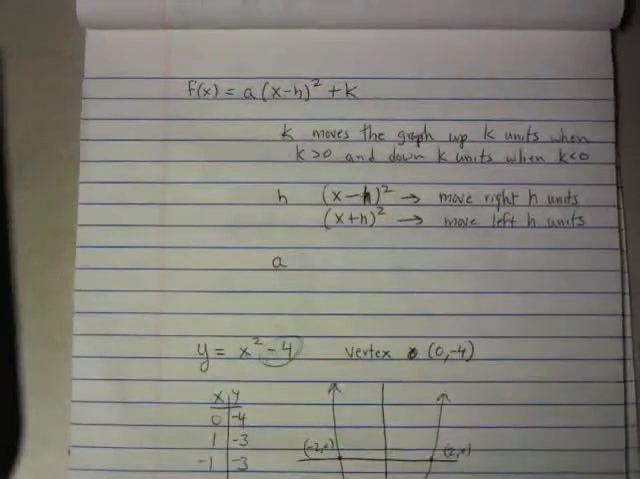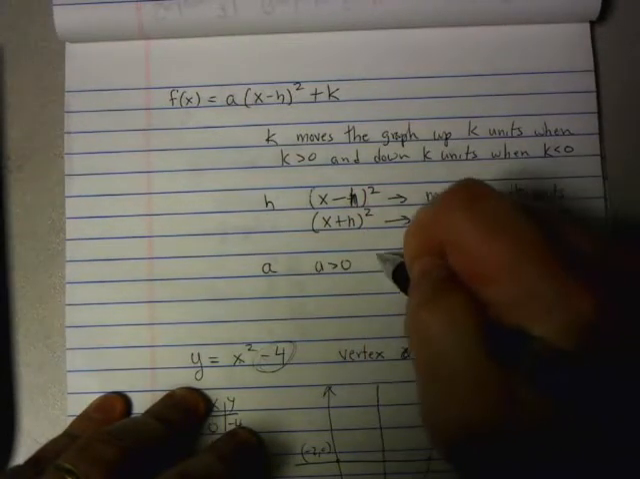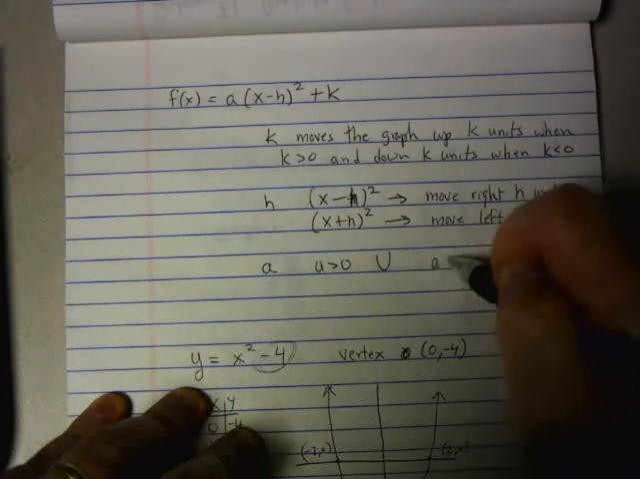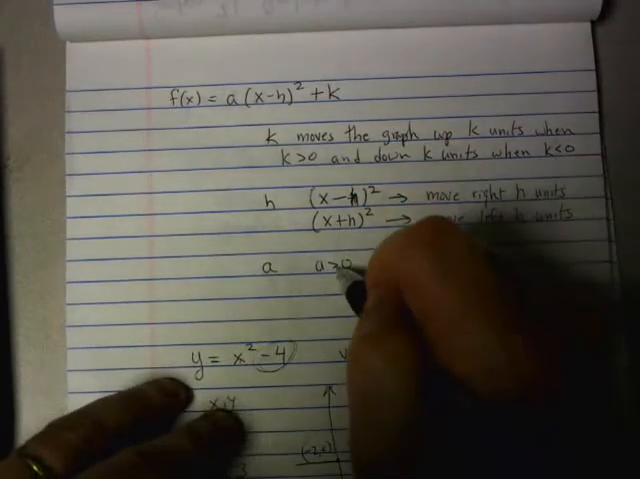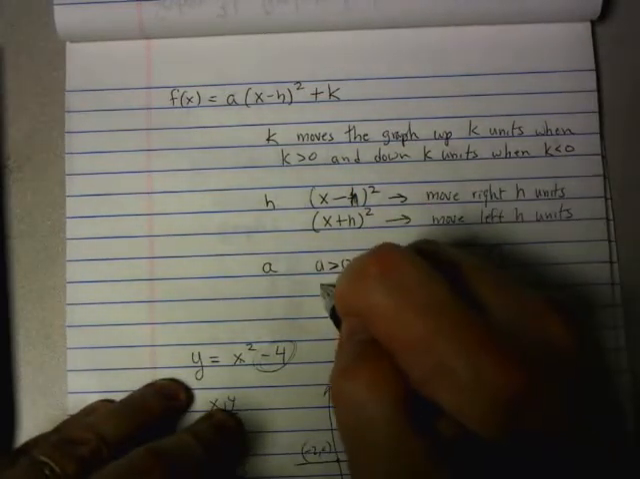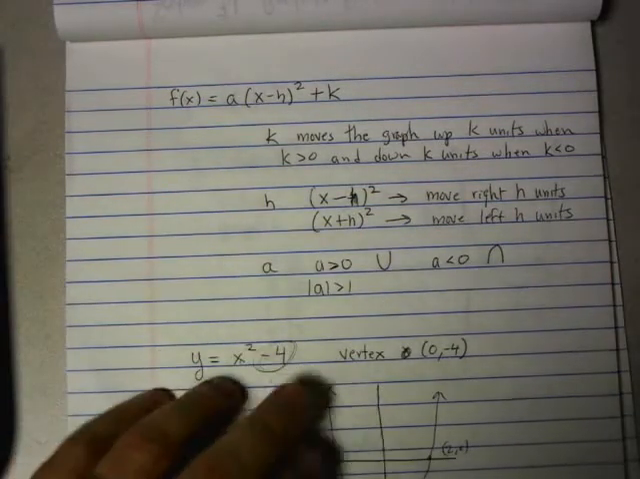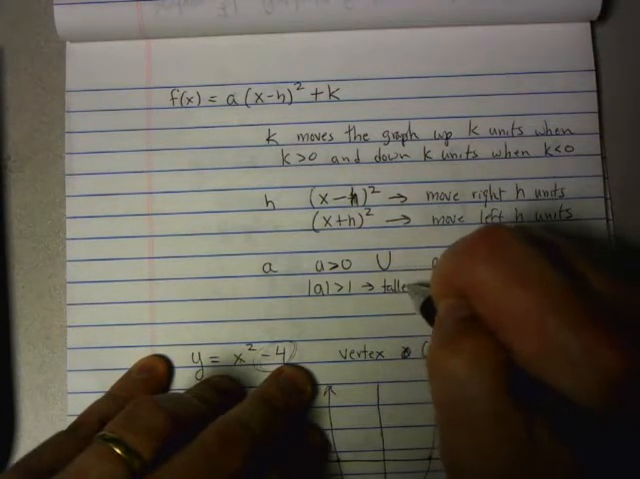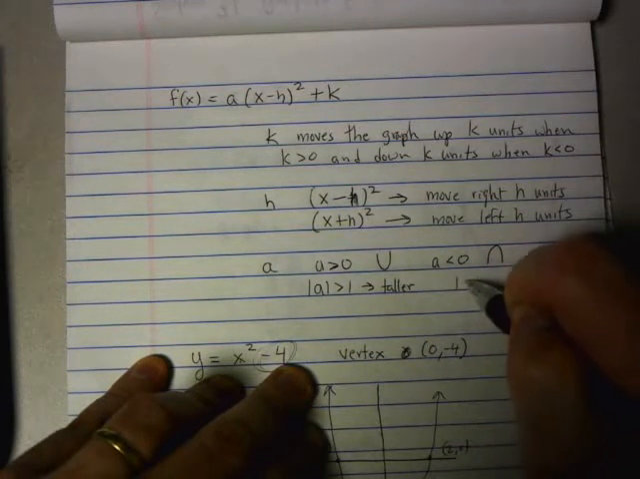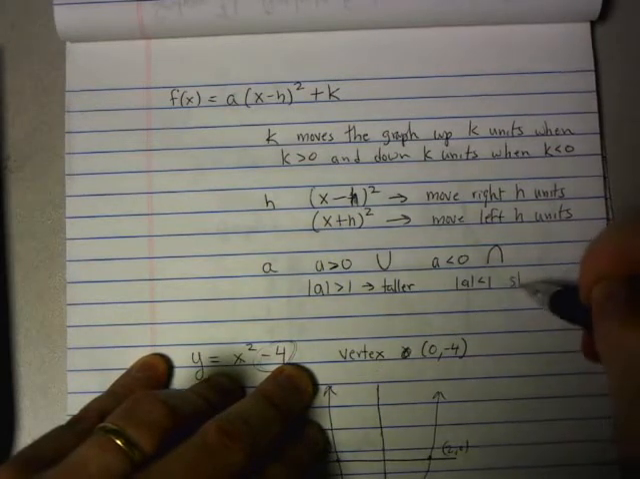Alright, so here's what a does. A does two things. If a is positive, the parabola goes that way. If a is negative, the parabola goes that way. So the first thing a does is flip. And then if the absolute value of a is bigger than 1, it could be positive or negative, so I put absolute values around it, the parabola is taller. And if the absolute value of a is less than 1, if it's a little fraction, the parabola gets skinnier. Or I'm sorry, it gets shorter.